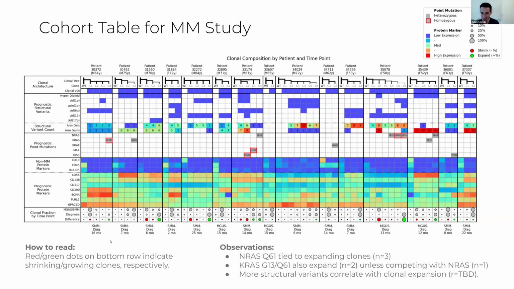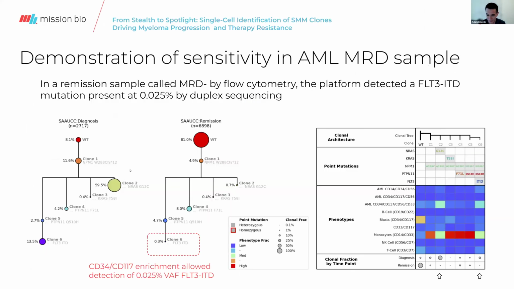I wanted to have one last sample to show you, which is not actually from the multiple myeloma indication. It's actually from AML MRD, but I think it showcases the sensitivity of our platform. So if you look at AML MRD, you have very, very rare clones that can be very important, especially at the remission time points if you're looking to see if things come back. Here I'm showing you the clonal architecture of a diagnostic AML sample, as well as the remission time point. And this remission time point is MRD negative by flow.